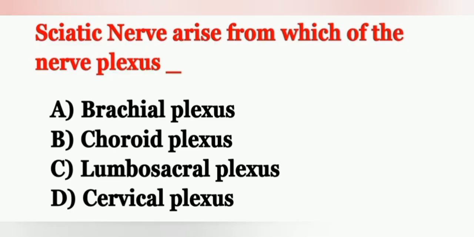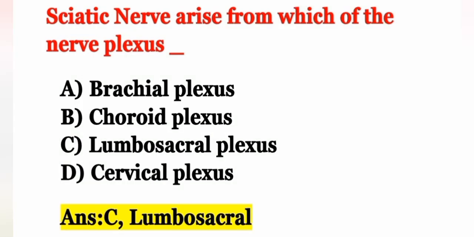Move on to the next question. Sciatic nerve arises from which of the nerve plexus? Options: option A brachial plexus, option B choroid plexus, option C lumbosacral plexus, option D cervical plexus. Sciatic nerve arises from the lumbosacral plexus. Option C is the correct answer. Sciatic nerve is the longest nerve in the body.